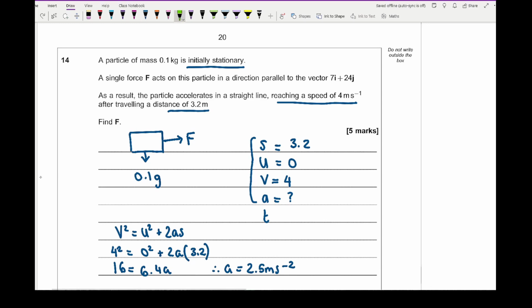If we add that onto our diagram, so acceleration of 2.5 meters per second squared. Now we can do F equals ma on the system. So our overall force is that driving force F is equal to mass, which is 0.1, times acceleration, which is 2.5. That gives F as a value of 0.25, and that would be newtons.